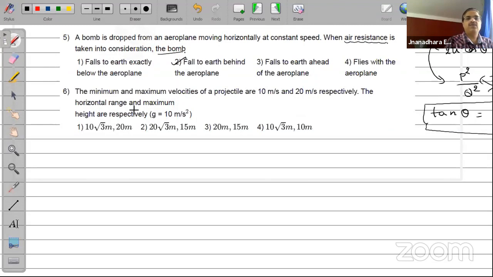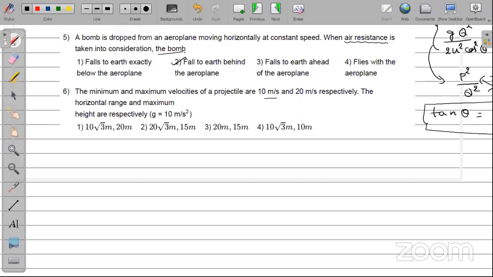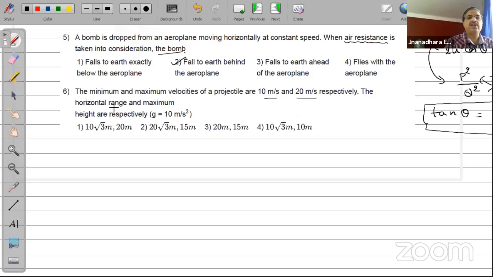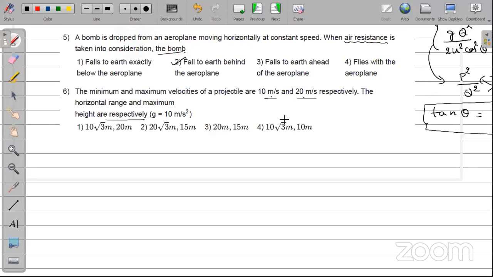Okay, now for the sixth question. The maximum and the minimum velocity of projection are 10 meter per second and 20 meter per second respectively. The horizontal range and the maximum height are respectively? Now you have one velocity given to be 10 meter per second, the other one to be 20 meter per second, minimum and maximum. Now we have to find out what will be the horizontal range and the maximum height. How do we do this? Option C.